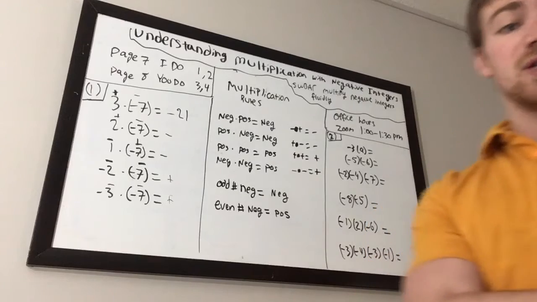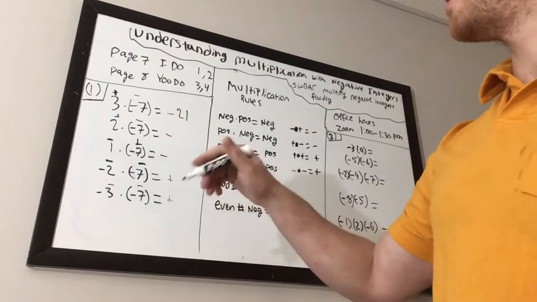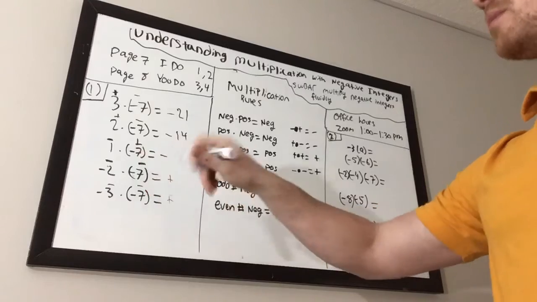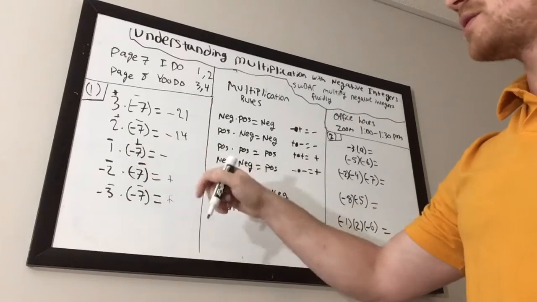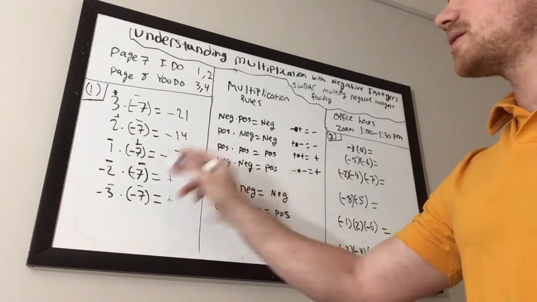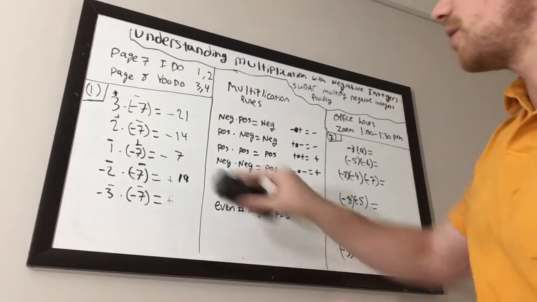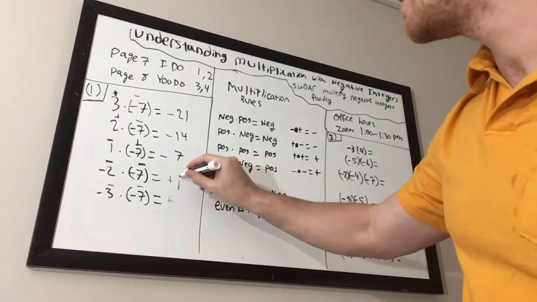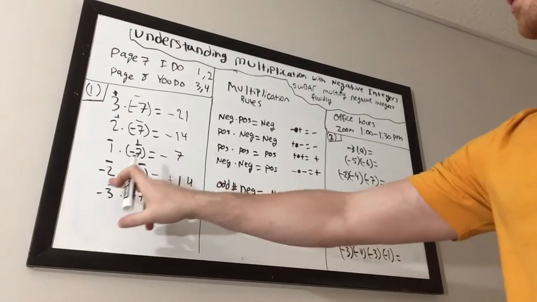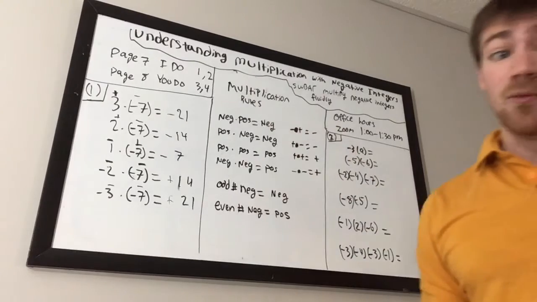Now, all you have to do at this point is literally just do the multiplication. So we have 2 times negative 7 is negative 14. We have 1 times 7 because we already did the negative out. So 1 times 7 is 7, so it's negative 7. Here, we have 2 times 7. 2 times 7 is 14, right? That one's not very clear. Let me fix that for you. So this is 14. Now, negative times a negative is a positive. Negative 3 times negative 7 is positive 21. And that's it for number 1.